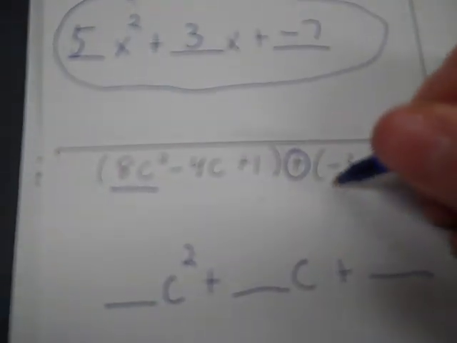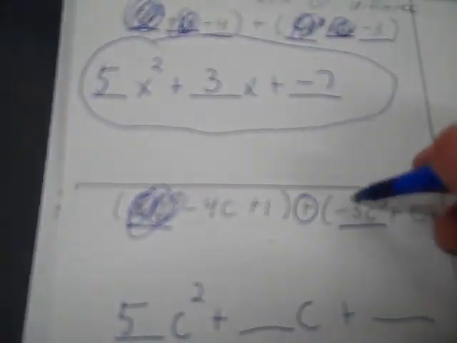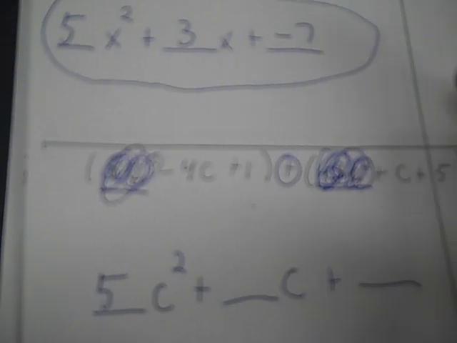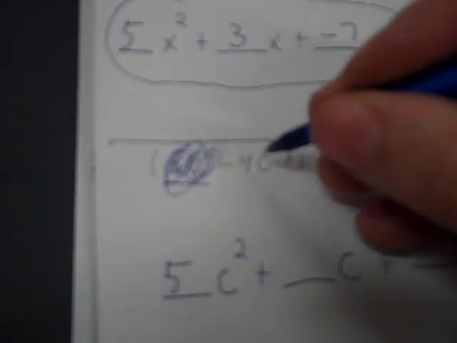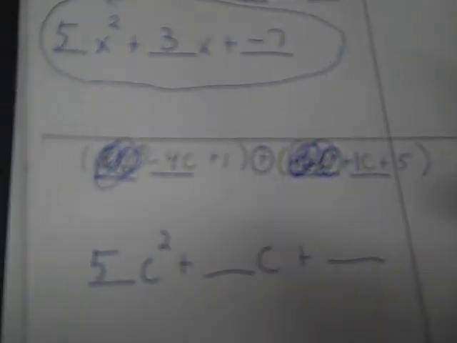Okay, so c to the seconds, I have 8c to the second and negative 3c to the second. We need to add those. So 8 plus negative 3 is 5. So I have 5c to the second. And we can eliminate those. Okay, now for regular c. Right here, negative 4. And right here, that would be a 1, positive 1. So I have negative 4. You got to remember the 4 is negative. Plus 1, and that gives me negative 3.